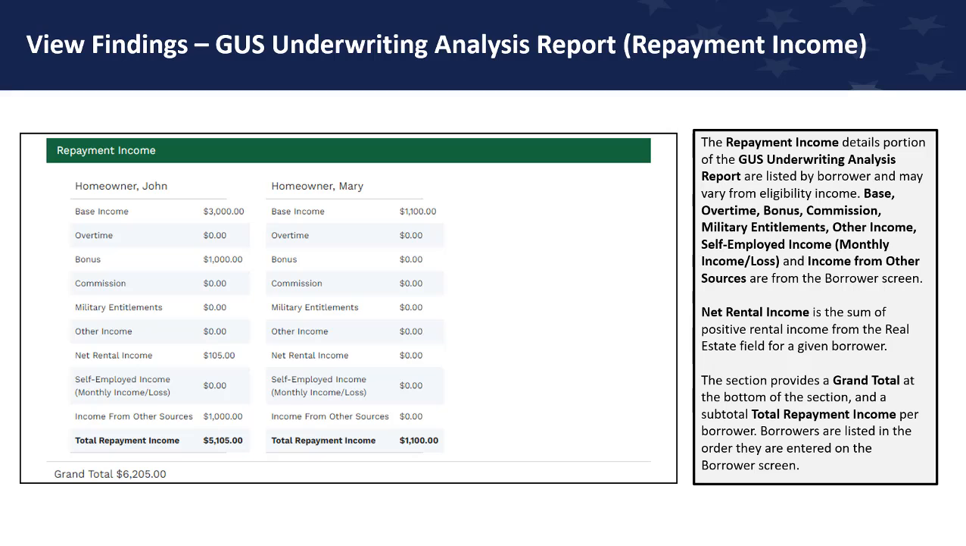The repayment income details portion of the GUS Underwriting Analysis Report are listed by borrower and may vary from eligibility income. Base, overtime, bonus, commission, military entitlements, other income, self-employed income, monthly income or loss, and income from other sources are from the borrower screen. Net rental income is the sum of positive rental income from the real estate field for a given borrower. The section provides a grand total at the bottom of the section and a subtotal, total repayment income per borrower. Borrowers are listed in the order they are entered on the borrower screen.